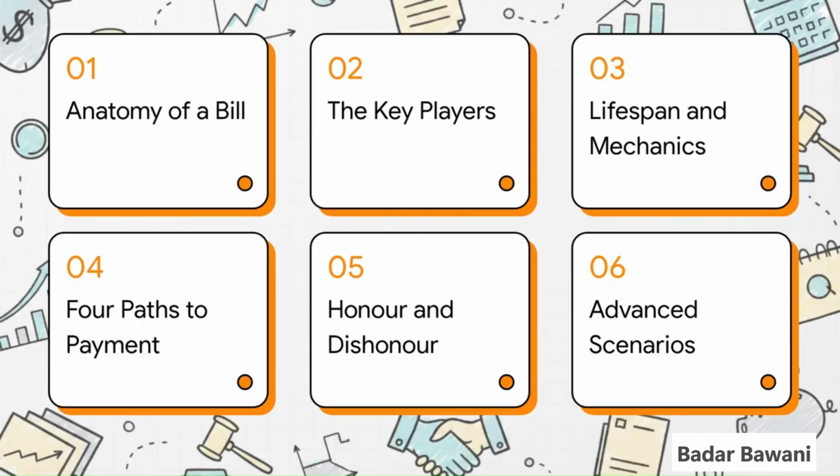So here is our roadmap for today. We're going to cover: 1. The anatomy of a bill. 2. The key players. 3. Lifespan and mechanics. 4. Four paths to payment. 5. Honor, dishonor, and consequences. And finally, number 6. Advanced bill scenarios. It's a highly logical journey from the birth of a bill to its ultimate financial fate.